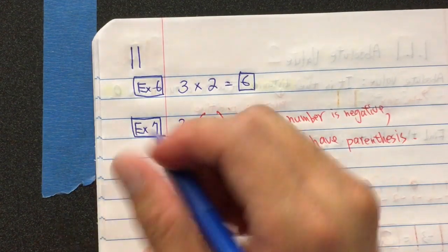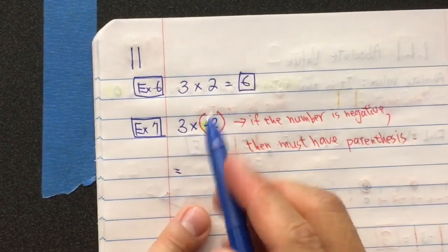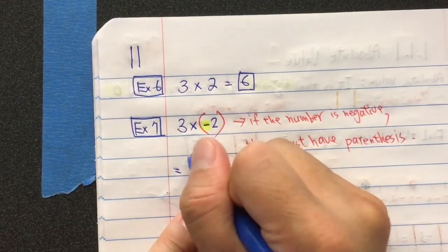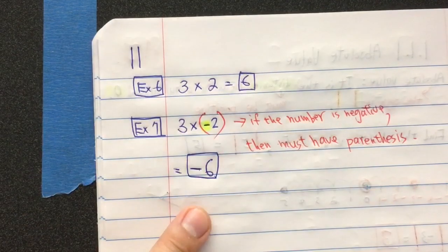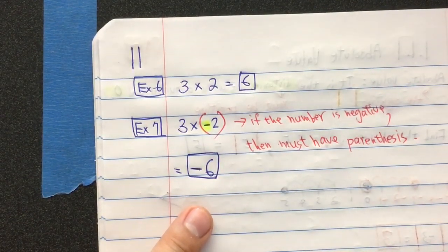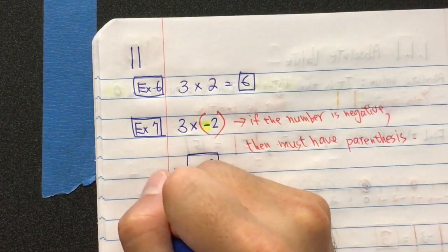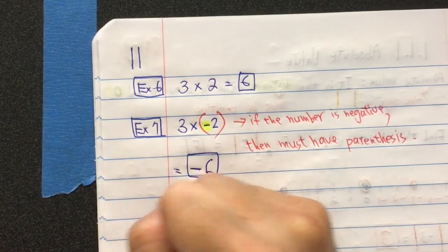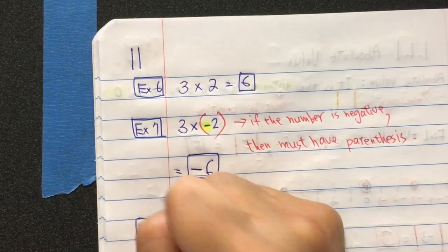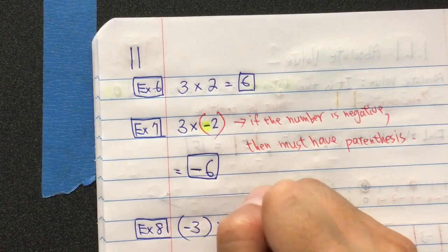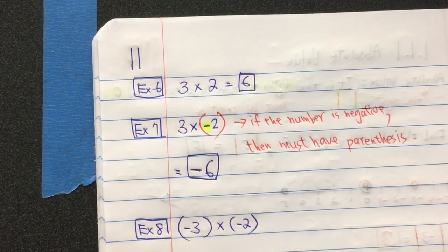And now what's the answer? If you see the negative sign here, the answer must be negative. So the answer is negative 6. Got it? How about this? Example 8. How about negative 3 times negative 2?